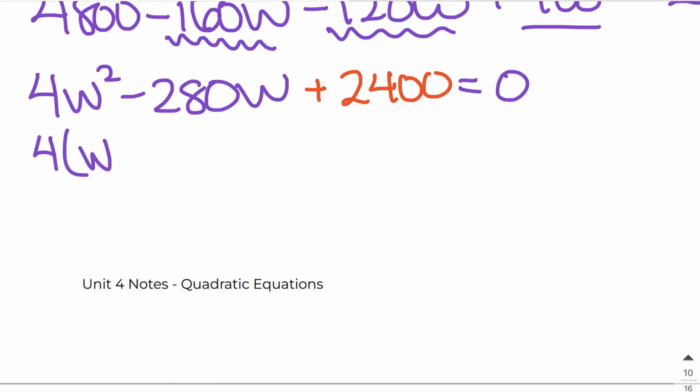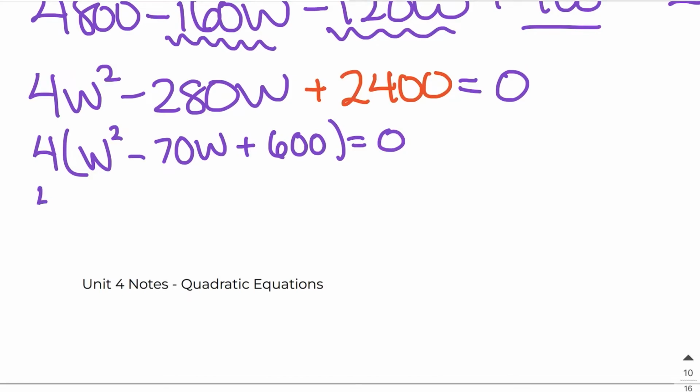So when I factor out a 4 from 4W squared, I get W squared. Nice. This is going to be an easy factoring question then. Divide negative 280W by 4, I get minus 70W. And divide 2,400 by 4, and I get the 600 that I have here. Now factoring this is a lot easier.